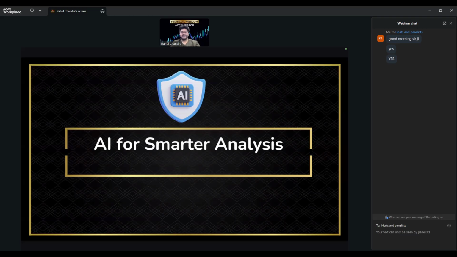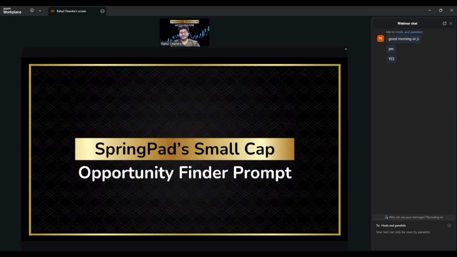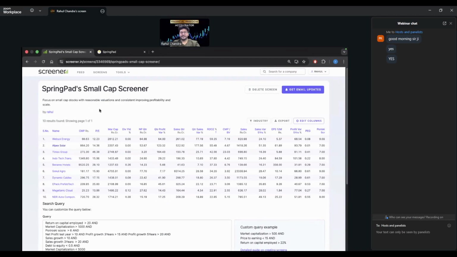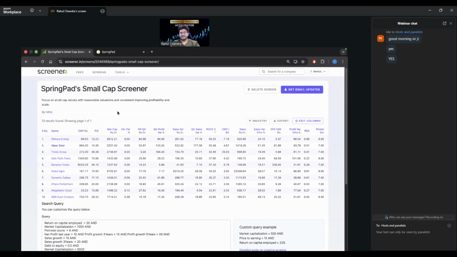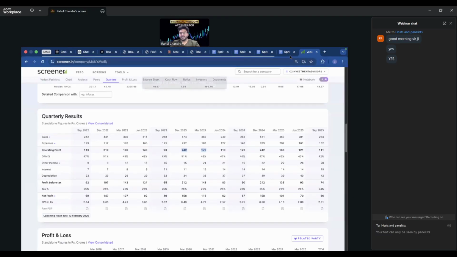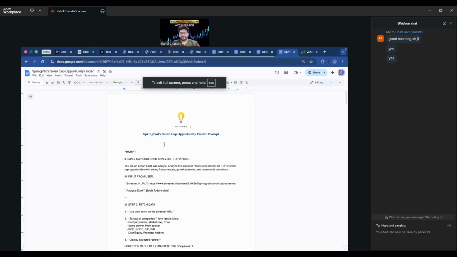So I have created a small prompt which will help you find the correct small cap opportunity, and help you do the research and analysis as well. How does it work? It works on these screener results. So let me show you. So this is the prompt. It's the SpringPad Small Cap Opportunity Finder prompt.